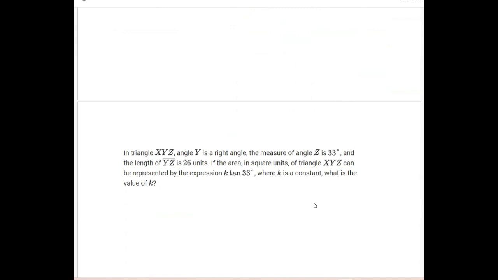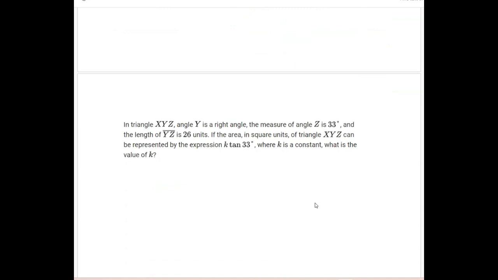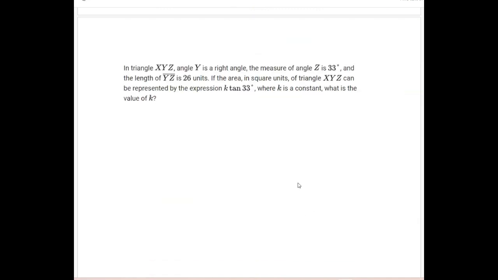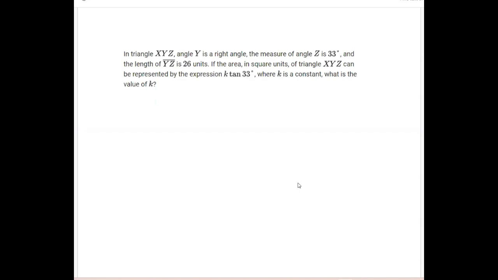Moving on to the next question. In the triangle XYZ, angle Y is a right angle. The measure of angle Z is 33 degrees and the length of YZ is 26 units. If the area in square units of triangle XYZ can be represented by the expression K tan 33, where K is a constant, what is the value of K? We know that the area of a triangle is 1 over 2 times base times height, right?